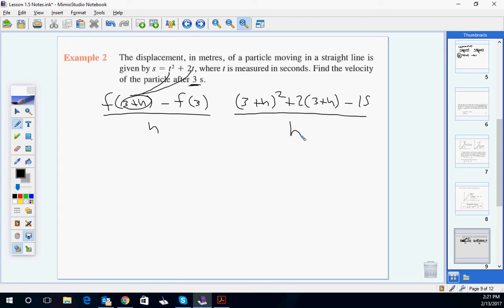So now I've got to simplify. Okay, so I've got to do this guy. It's going to be 9 plus 6h plus h squared plus 6 plus 2h minus 15. That's my top. You can immediately see, or not immediately, but you kind of get happy because I see 9, 6, and a minus 15. So my constants will go away again. So that's gone, that's gone, and that's gone. My like terms, a 6h and a 2h, I have an 8h plus h squared. This is where we're at.